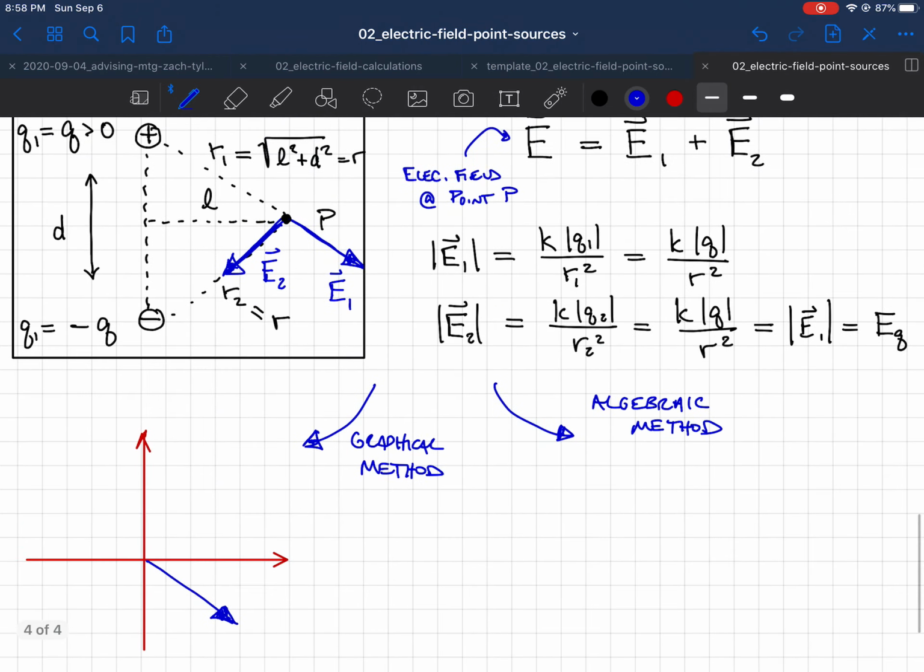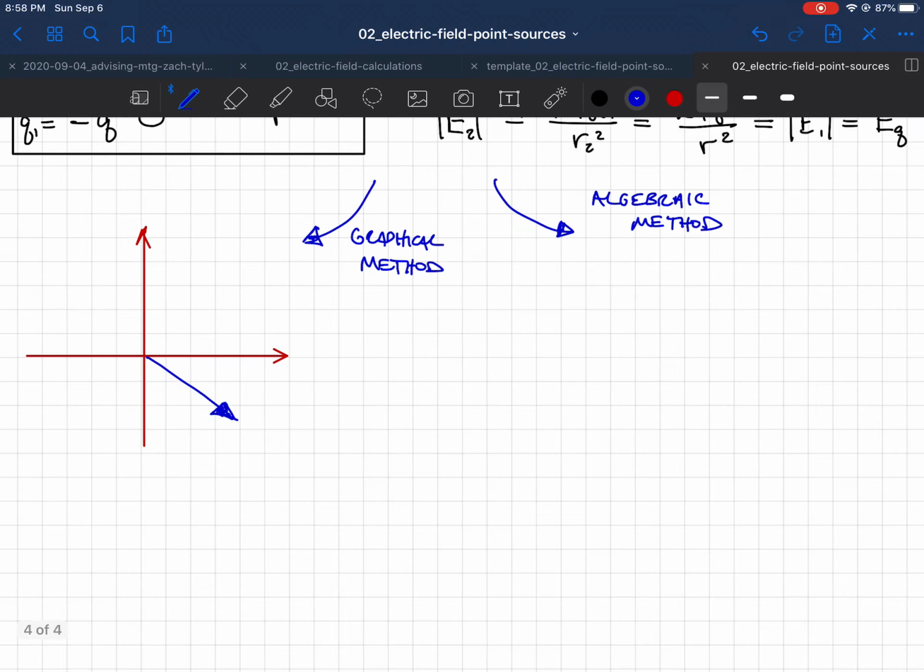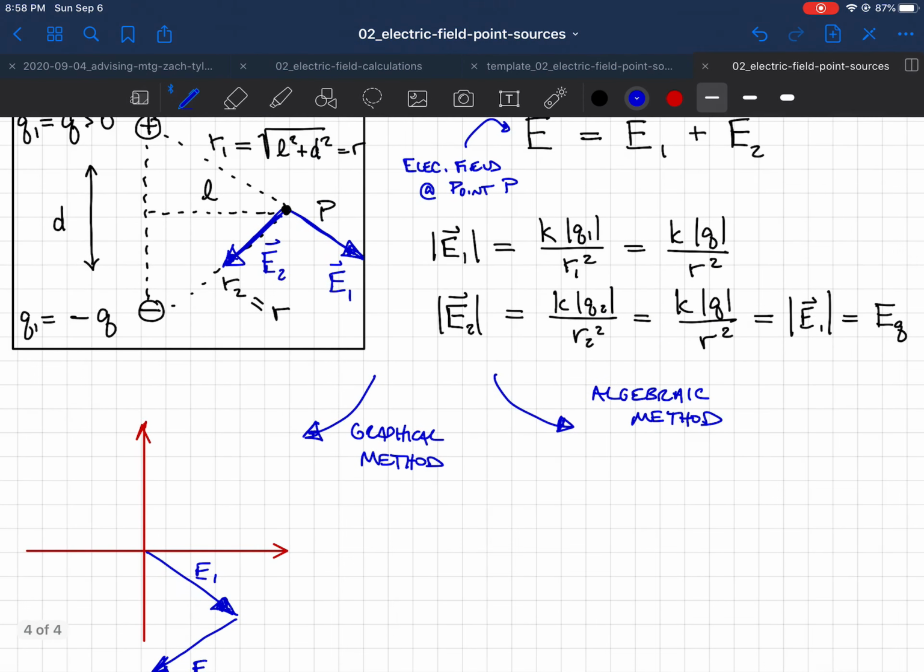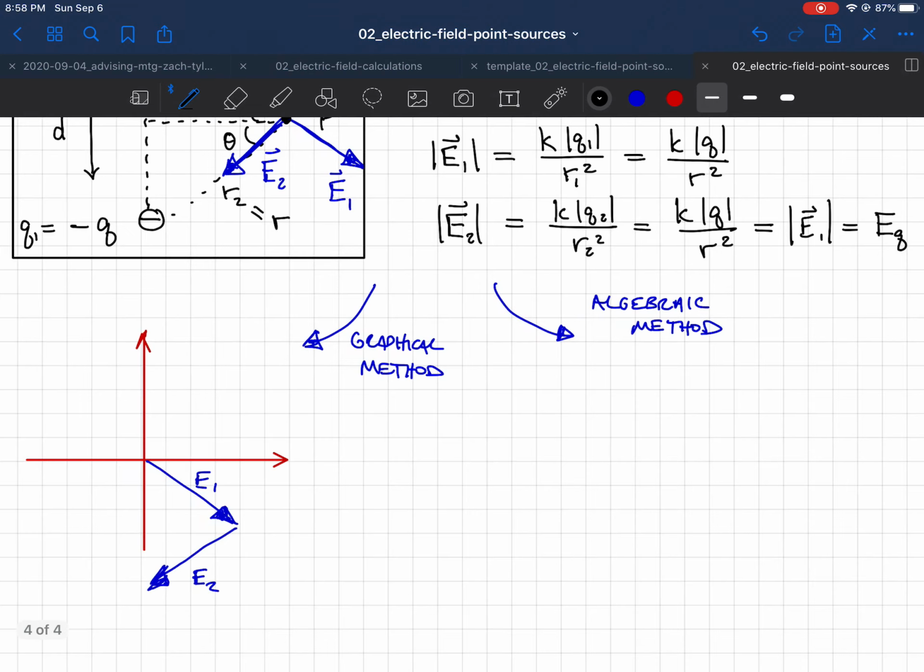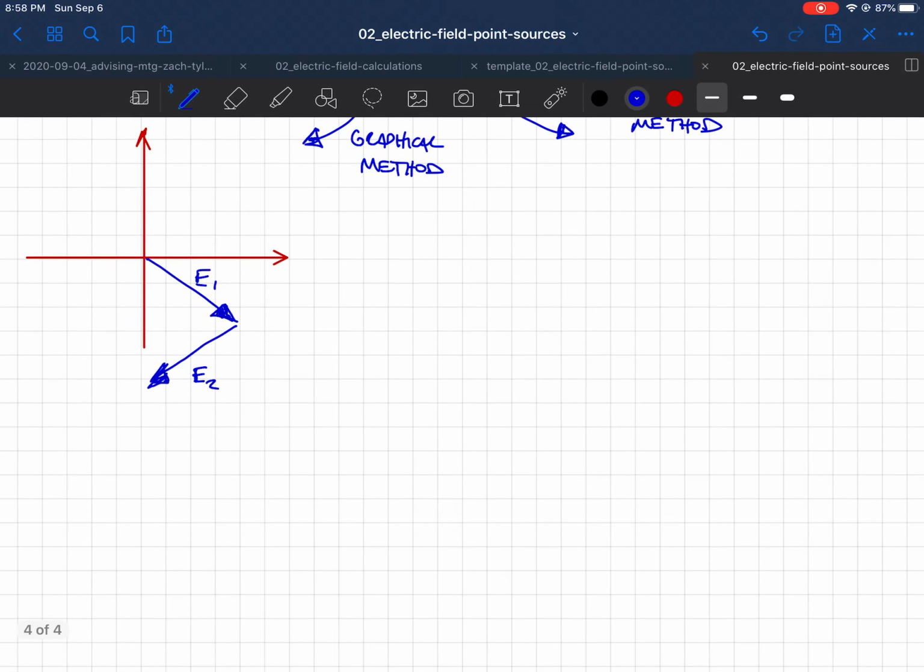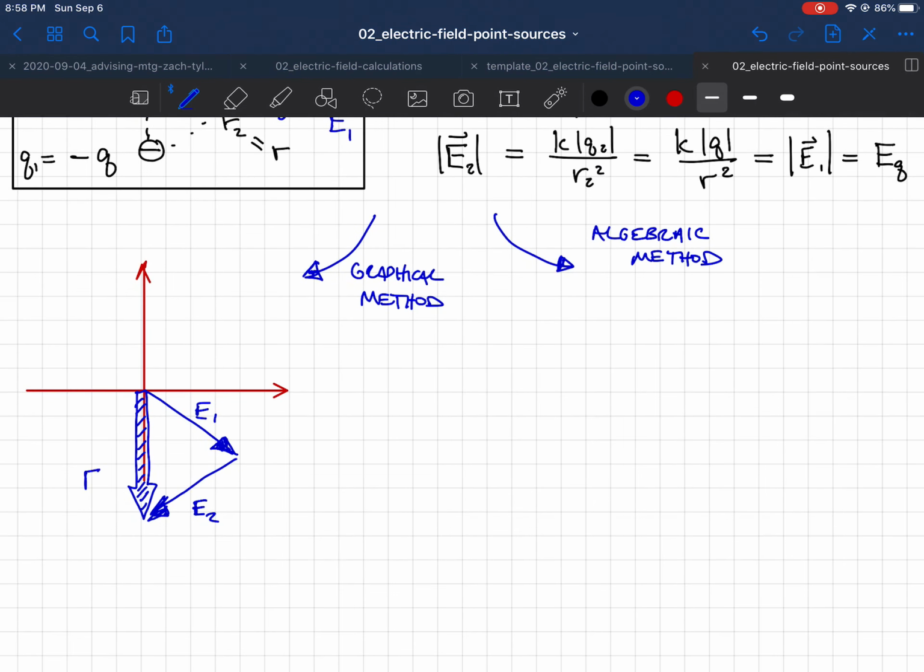That's E1. And then I take the second vector, and I put its tail at the head of the first, and that's going to give me E2. And because they have the same magnitude, and because they have the same angle with respect to the horizontal, this is some theta here, I know that it will end up exactly along this vertical axis, and that the total electric field vector, the resultant in this case, because of our vector equation, will look like this. So that's our electric field vector.